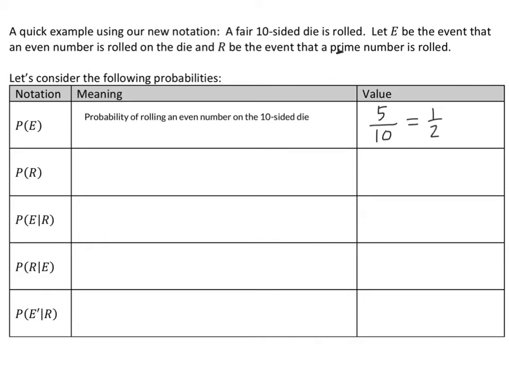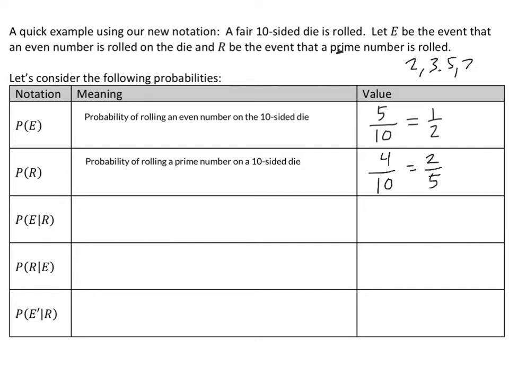So go ahead and pause the video, make sure you can do that one on your own. Should be really quick, really easy. That one, of course, is the probability of rolling a prime number on a 10-sided die. For the value, again, there are 10 total possible values that we could get. Of those 10, only 2, 3, 5, and 7 are prime. So this is 4 out of 10, which means this is a 2/5 probability.